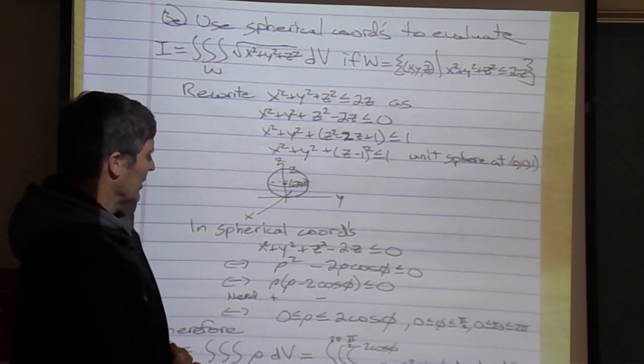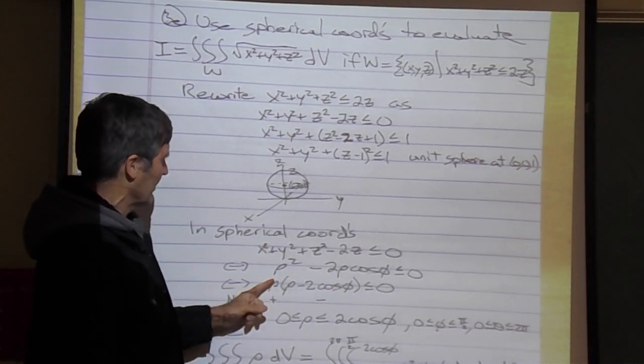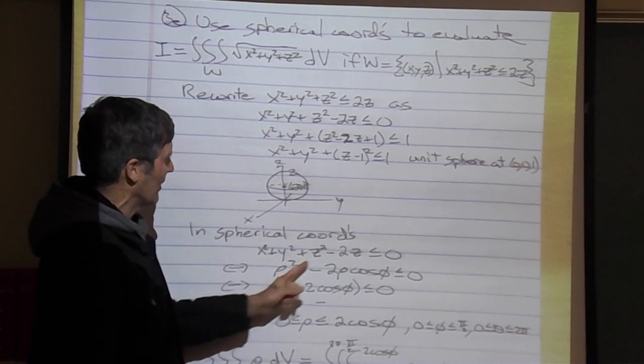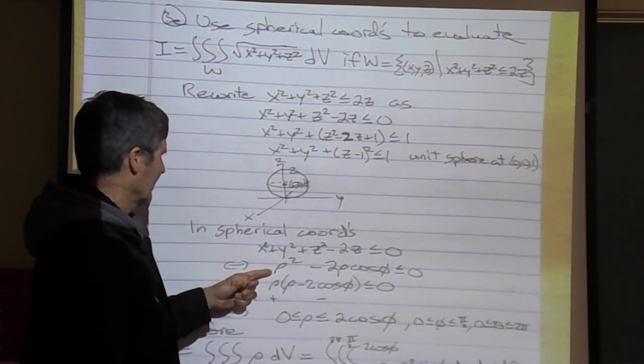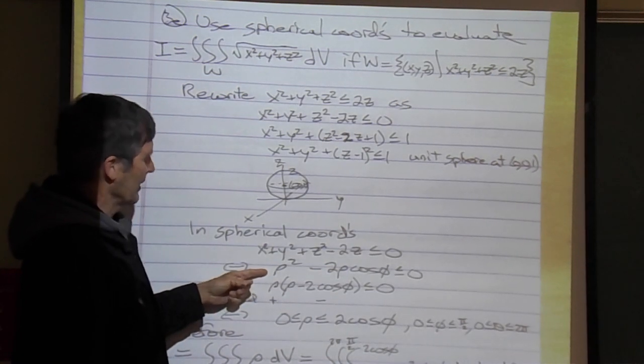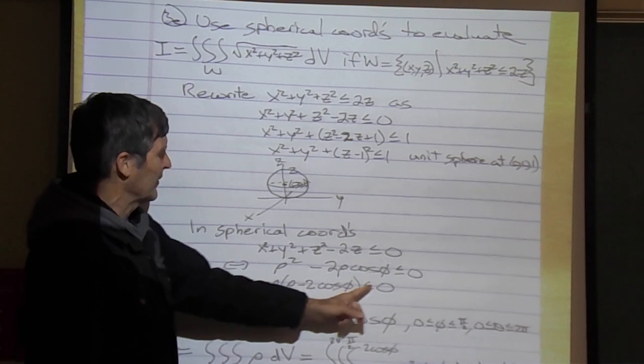But here's what we can do. We look at our equation, x squared plus y squared plus z squared minus 2z less than or equal to 0. Rewrite this as rho squared, right? 2z is 2 rho cosine phi. And this is our inequality. And now you can factor this: rho times (rho minus 2 cosine phi) less than or equal to 0.